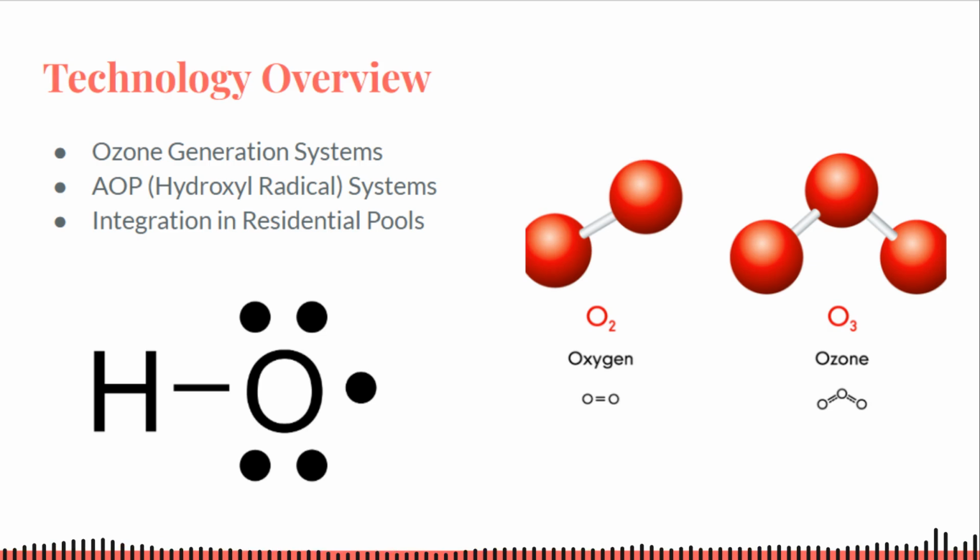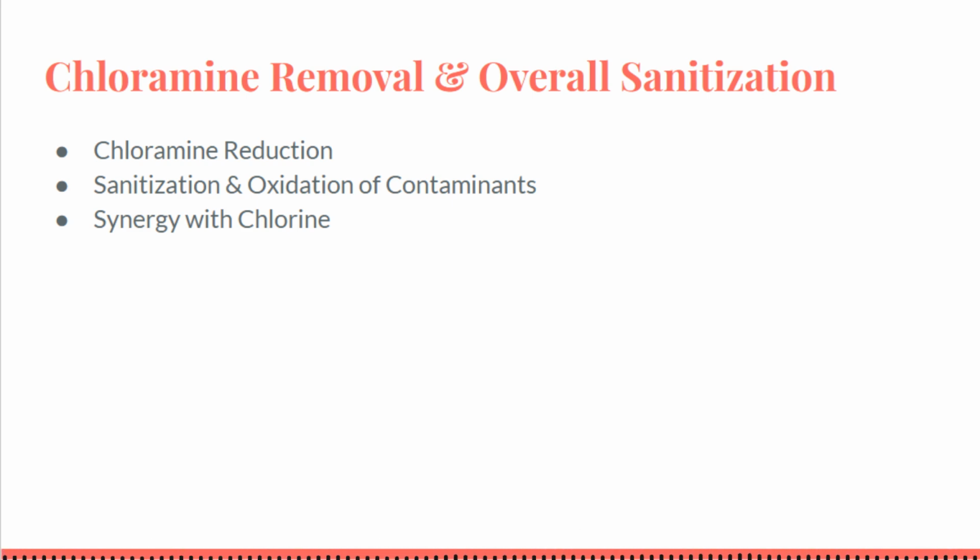In summary, ozone generators produce ozone gas to oxidize pool water, while AOP systems take it a step further by using ozone and UV together to create even more potent hydroxyl radicals. 2. Chloramine removal and overall sanitization.